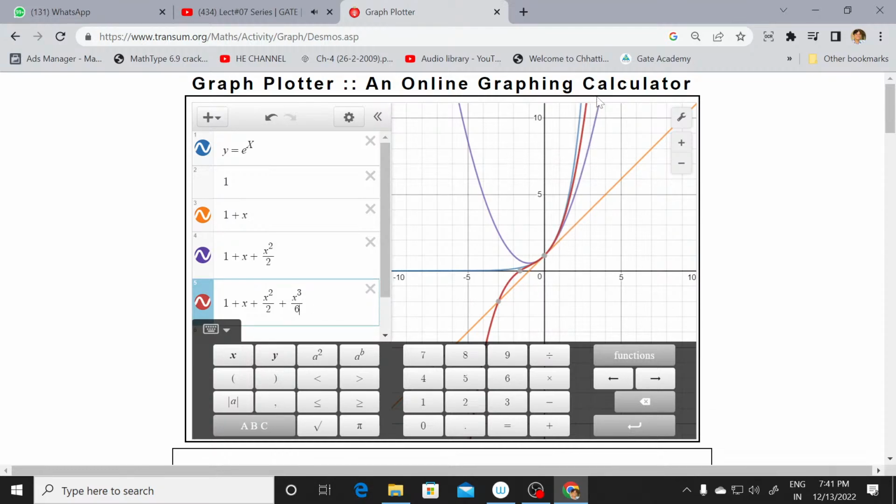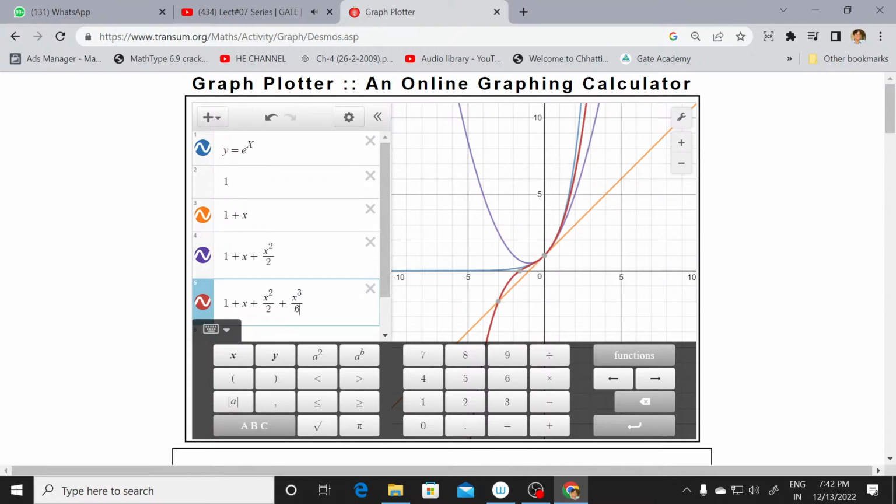This has been continuously increasing. Now the red, this is 1. 1 is nothing but its magnitude at x is equal to 0. Then 1 plus x is nothing but a straight line passing through x equals 0 and y equals 1, and it approximates e to the power of x at x is equal to 0.